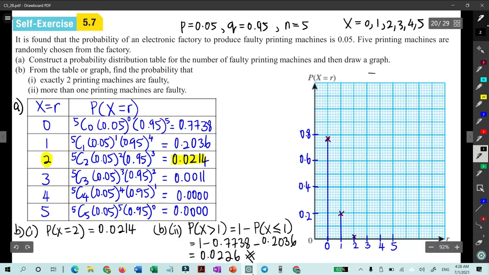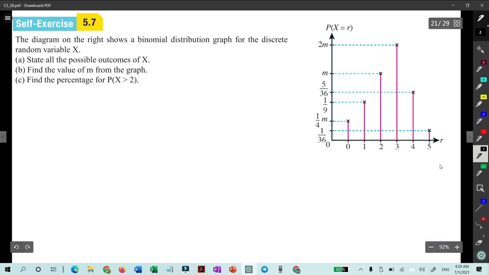Okay, and we also can find this answer from the graph, but the problem is maybe the answer that we get from the graph might not be as accurate as the answer that we get from the table. Okay guys, let's move to the next question.